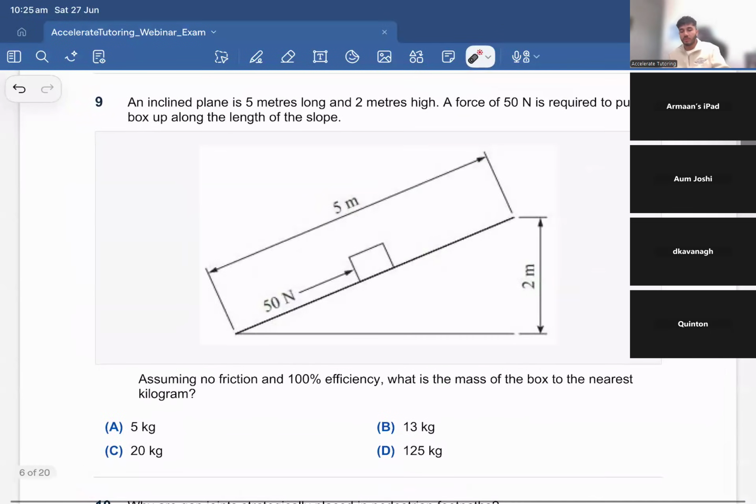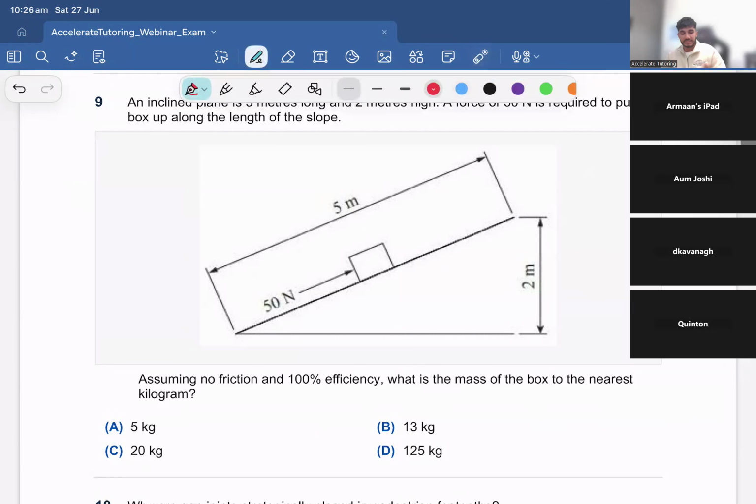Perfect. Question 9. Now, this is not exactly a friction question. It's more a work energy question. So in this case, we have an inclined plane that's 5 meters long and 2 meters high. A force of 50 newtons is required to push a box along the length of the slope. Assume no friction, so hence why it's not a friction question, and 100% efficiency. What is the mass of the box to the nearest kilogram?